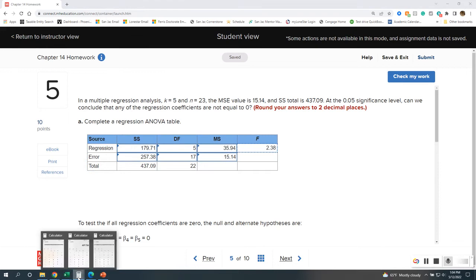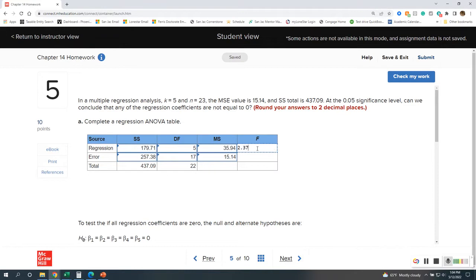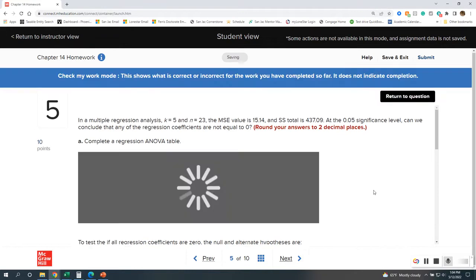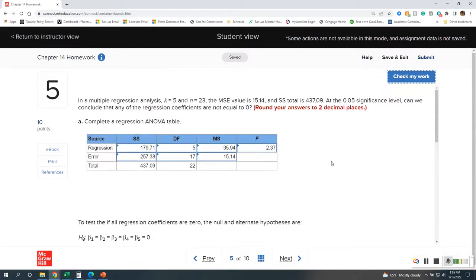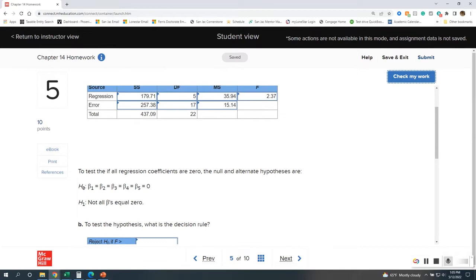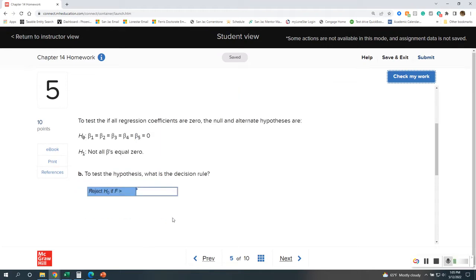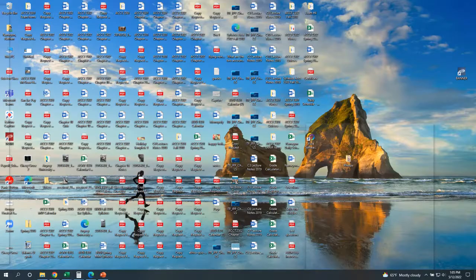So it is 2.37. Okay, check. And there we go. There's the ANOVA. A lot less algebra than was in chapter 13. Alright. To test if all the regression coefficients are 0, the null and alternative hypotheses are, so forth and so on. And we need to go find our F critical value. So, off to our tables.